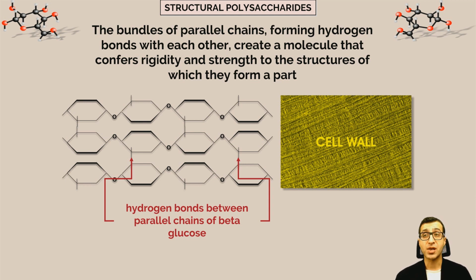Now, hydrogen bonds are intermolecular bonds or physical bonds, but they are the strongest kind of intermolecular bond. And if you have very, very long polymers made up of beta glucose, then you can have many of these hydrogen bonds between adjacent polymer chains. And so even though the individual hydrogen bonds are not as strong as the covalent bonds that hold these polymer molecules together, the cumulative effect of having so many of these hydrogen bonds between the adjacent polymer chains gives these structures a lot of rigidity and strength.